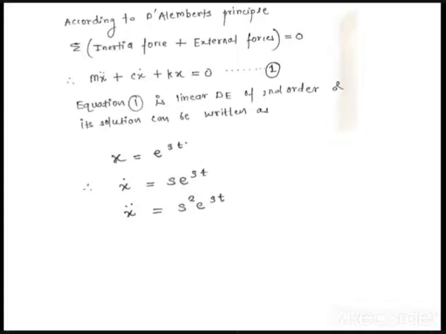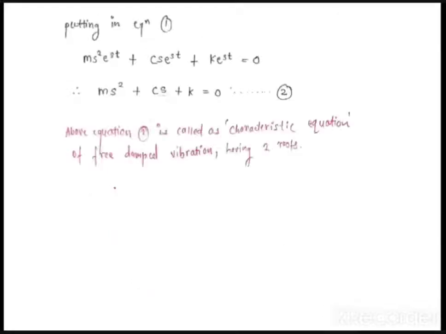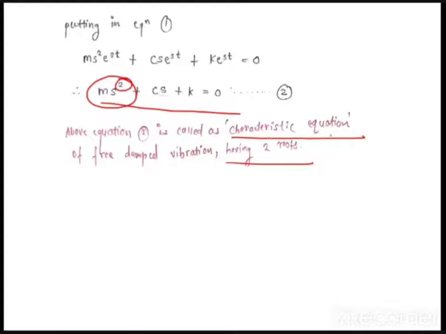So what is the solution? Initial solution: x is equal to e raised to st, and I got x dot and x double dot. Here e is the natural logarithm, s is a constant, t is time. Finally I got equation number 2: ms square plus cs plus k is equal to 0, and this equation is called the characteristic equation. This is a second order equation, highest power is 2, so it will have 2 roots, and this is also called the frequency equation.